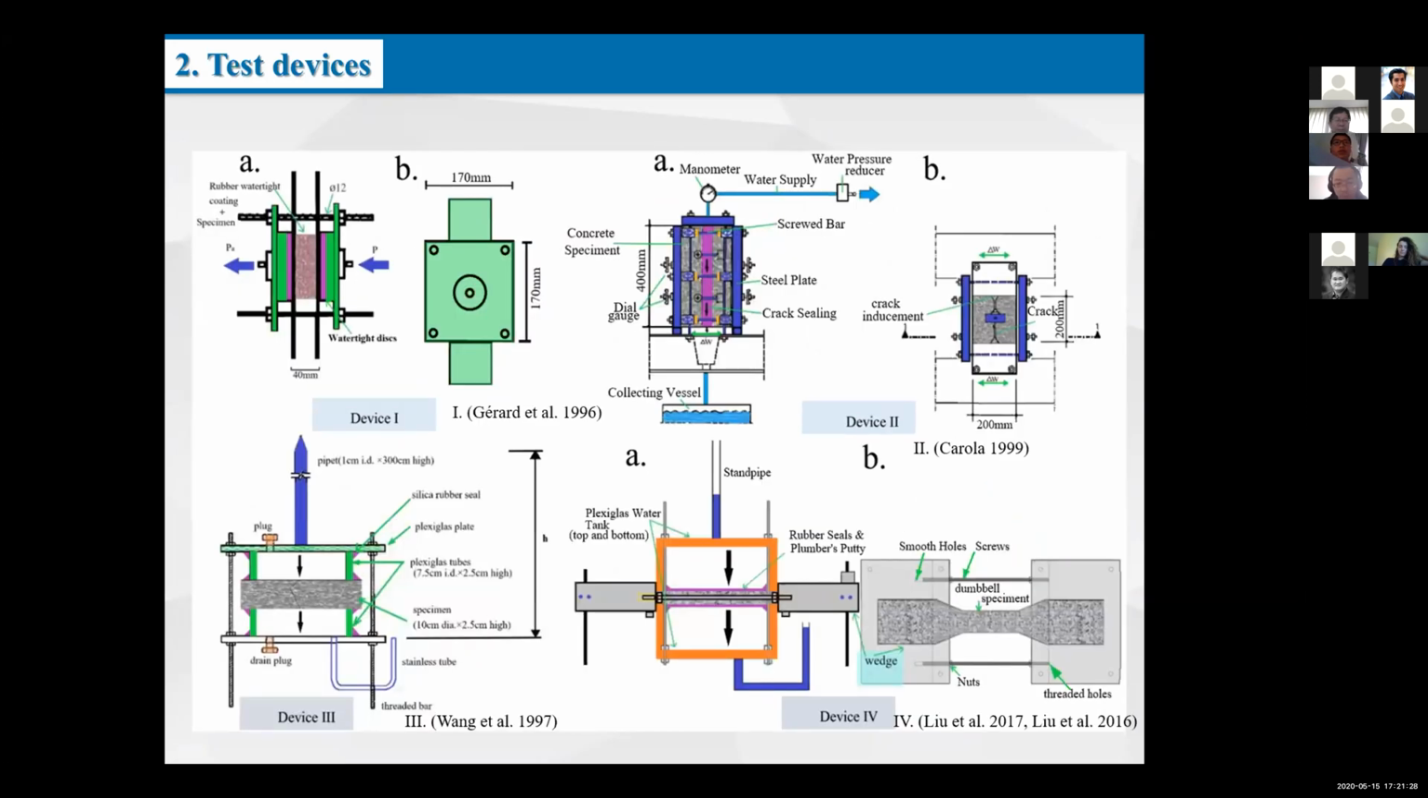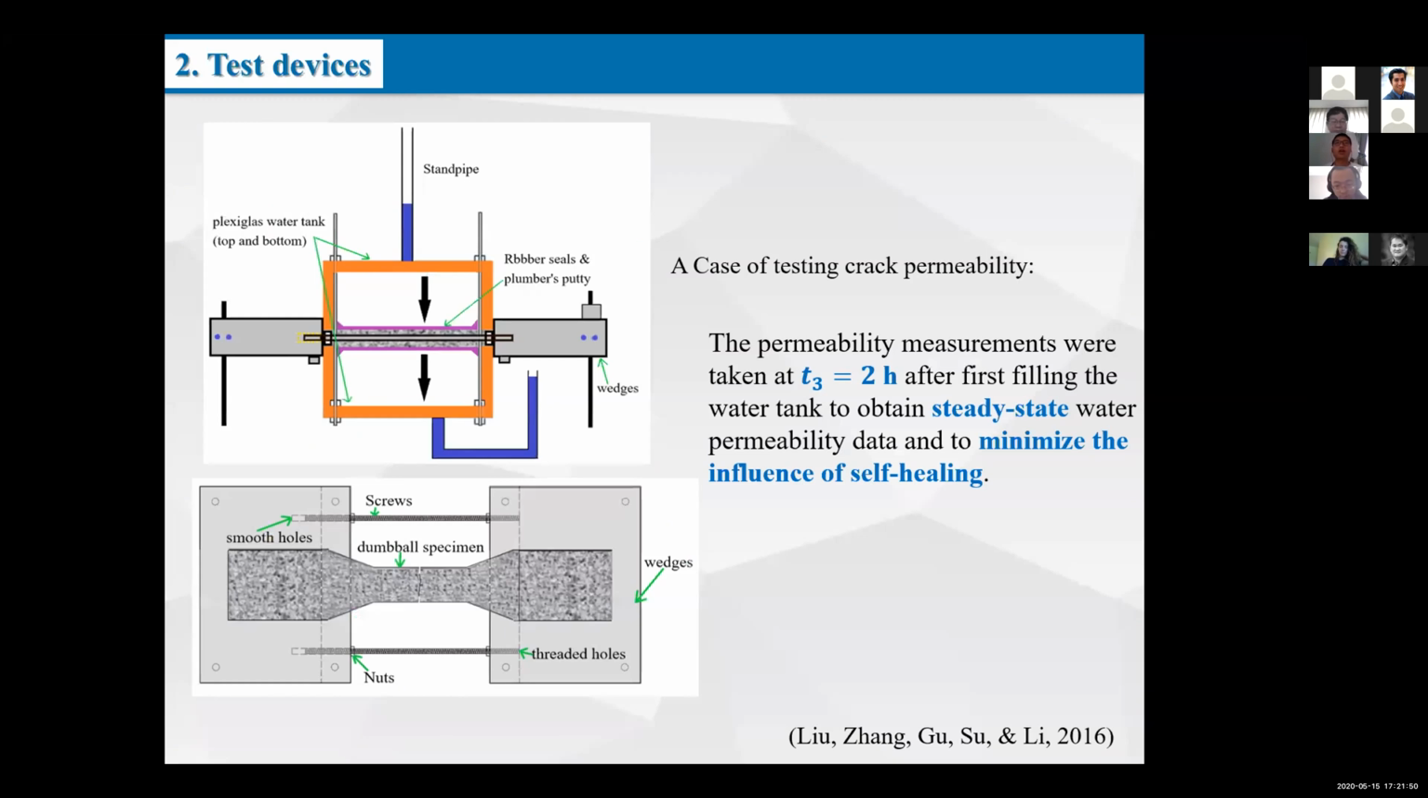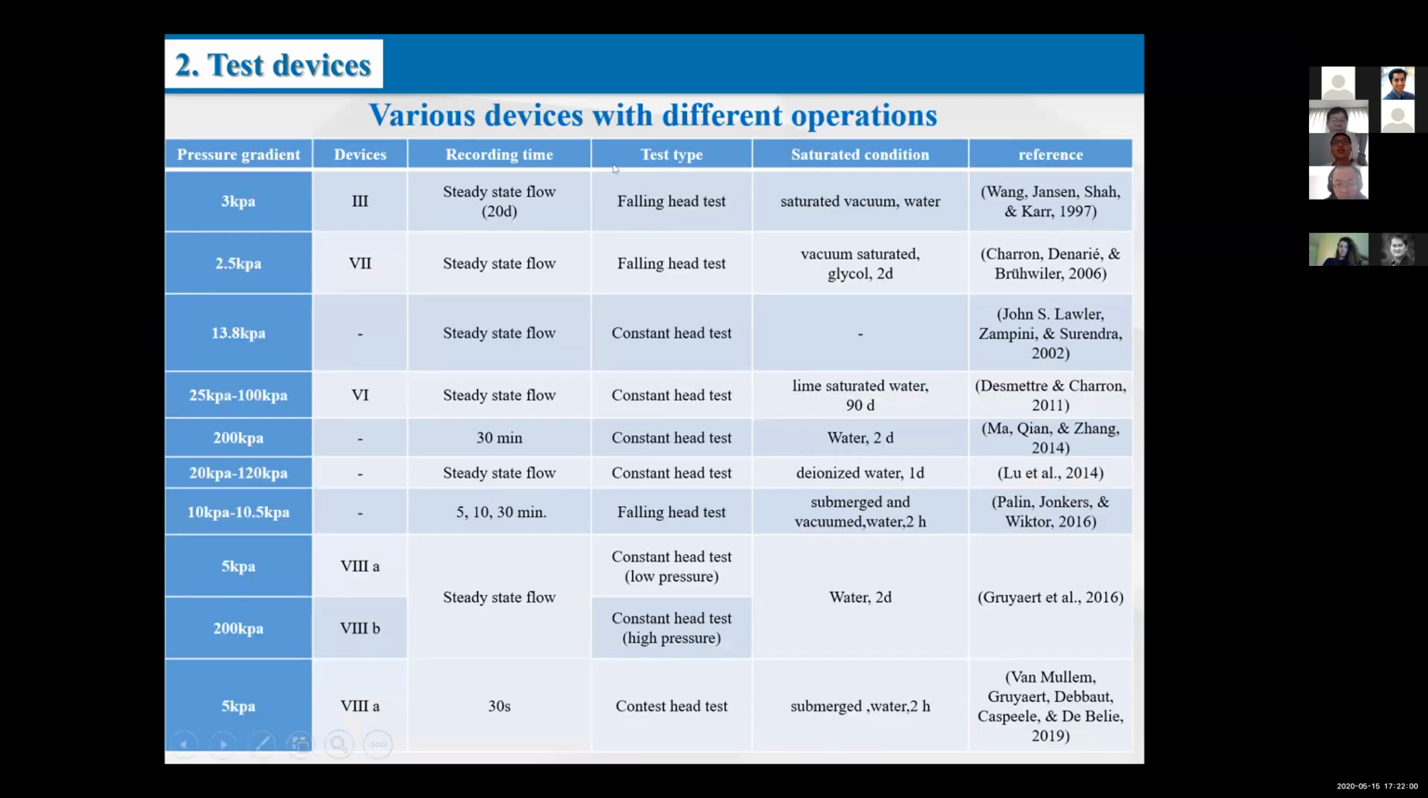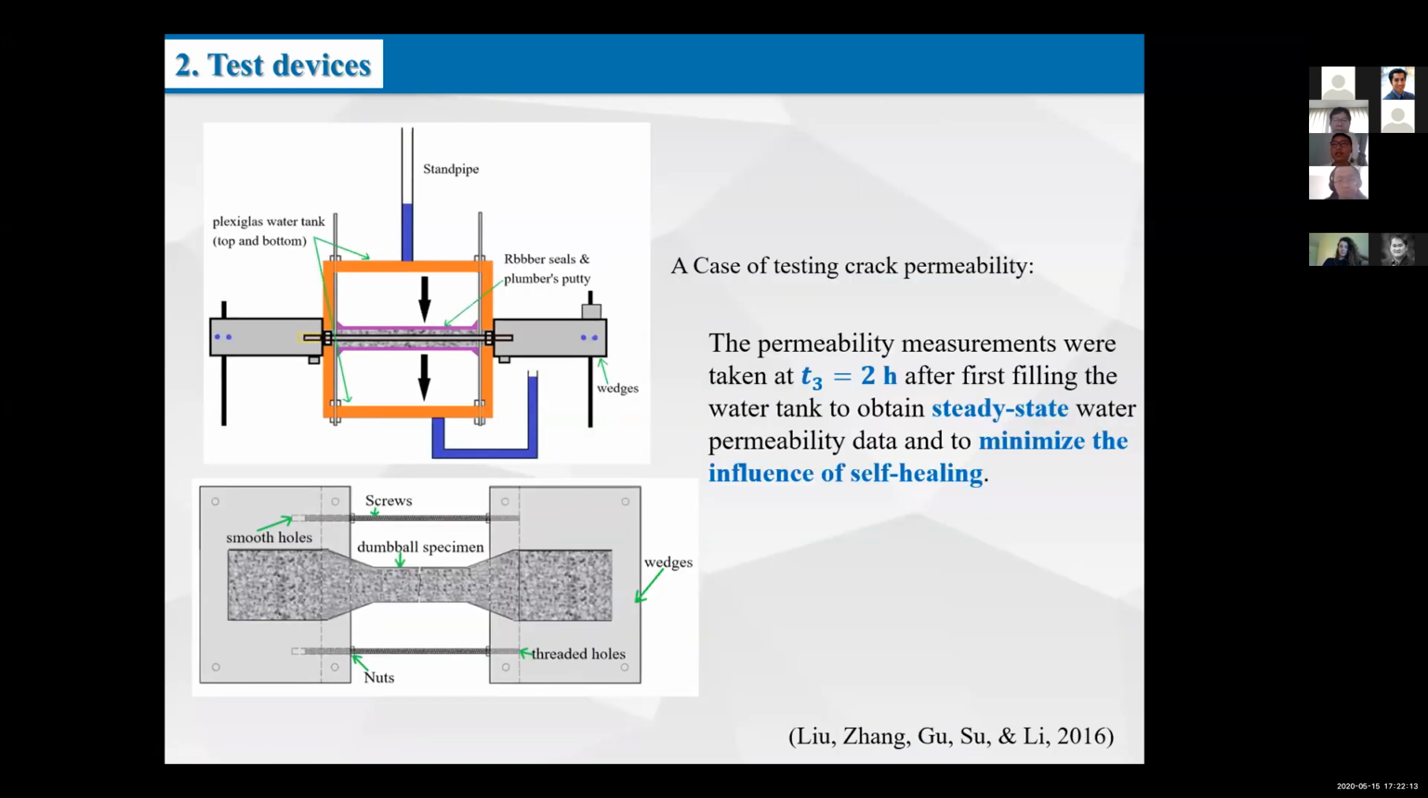The first type is the constant water head test, and the second one is the falling head test. Although there are many different kinds of devices, they always pay more attention to several points. The first point is recording time and the test type. And the third point is saturated condition. And then we could select a case of testing crack permeability to talk about.